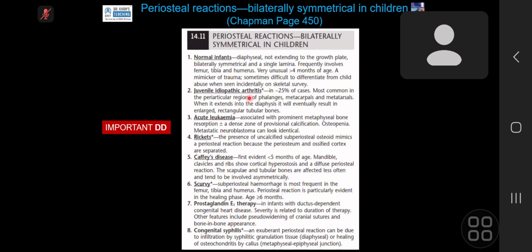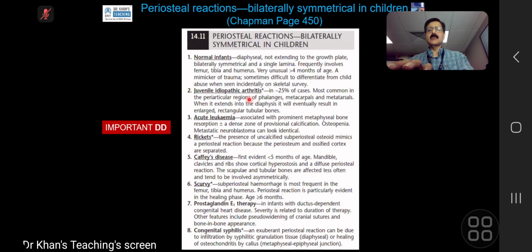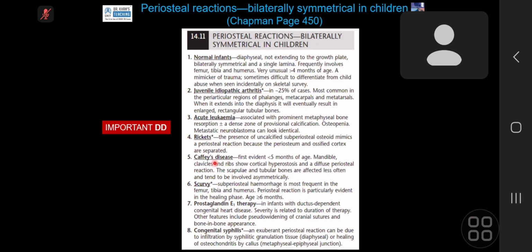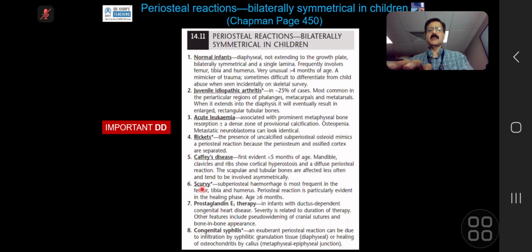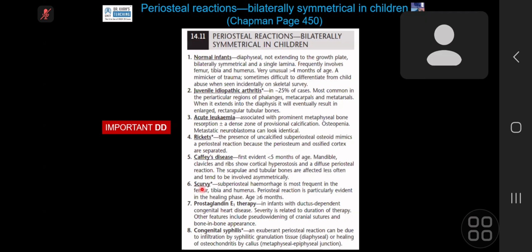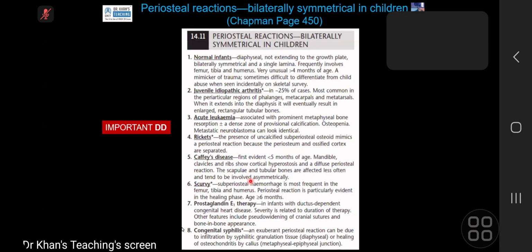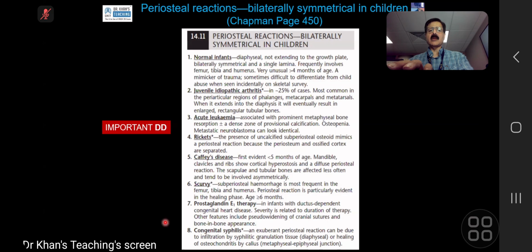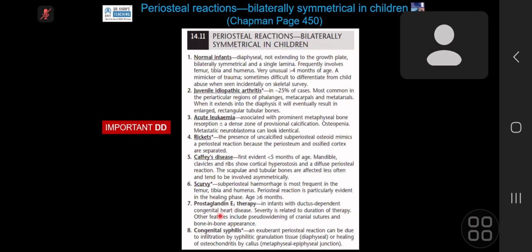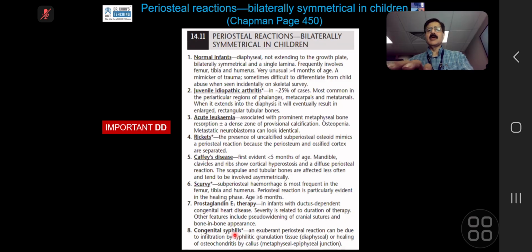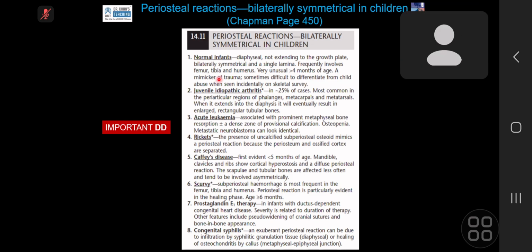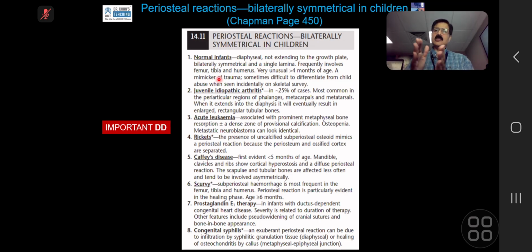Acute leukemia, no, sir. Rickets, no, sir. Caffey's disease can happen, sir, but it won't be less than 5 months, and it is usually less bilateral. Scurvy, no, sir, it is more than 6 months. Prostaglandin therapy. And congenital syphilis, can it happen? Yes, sir. Normal infants, can it happen? Physiological, yes, sir. But you see, one thing you have to consider is age.